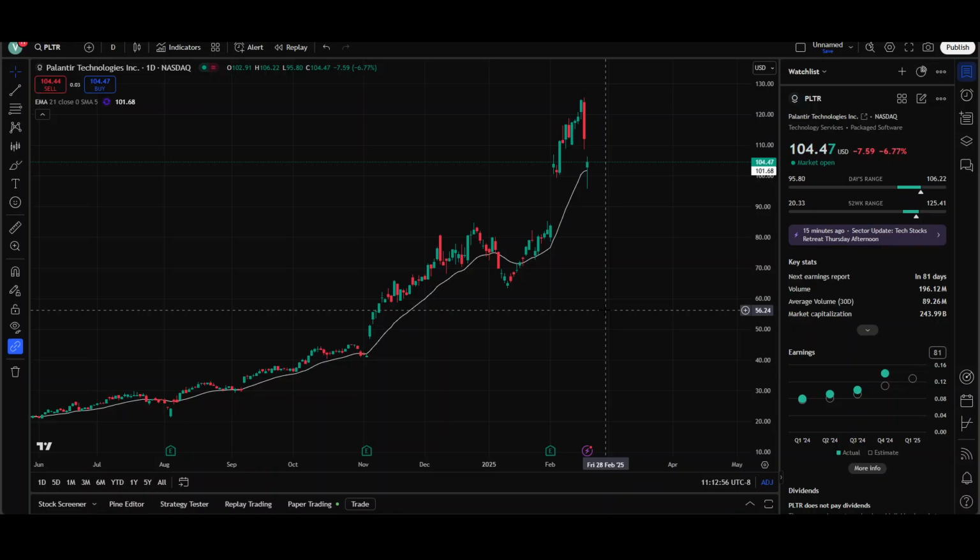Palantir Technologies with the ticker symbol PLTR. I will first be going over what I see in the daily chart and finish the video off with the weekly chart. This video is for entertainment purposes only. Please trade at your own risk.